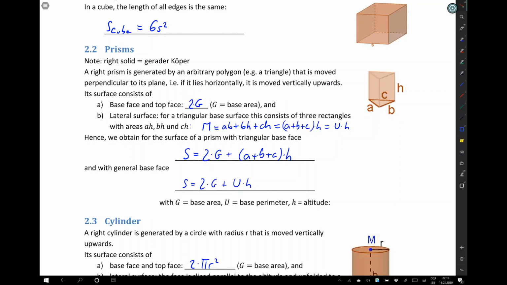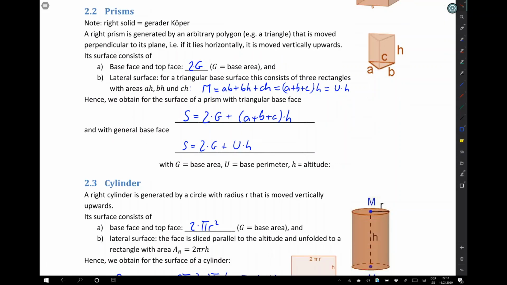What we see is that in the end we can describe the surface as 2 times the base face area plus the perimeter of the base face times the height of the prism. And you see that we noted exactly this formula also as one for the cuboid. Well, the cuboid is just a prism, a right prism with rectangular base.